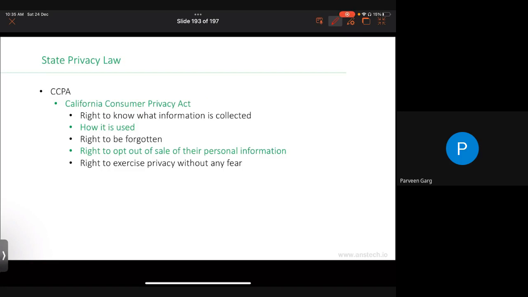Since California is a very large state in the US, it now has this right to be forgotten, and it has its own privacy act. State acts also get a lot of weightage there, which is not the case in India. In India, all criminal and judiciary matters are governed by central laws. In the US, a lot of criminal and civil laws are governed by state laws. State laws there are more prevalent than central laws.